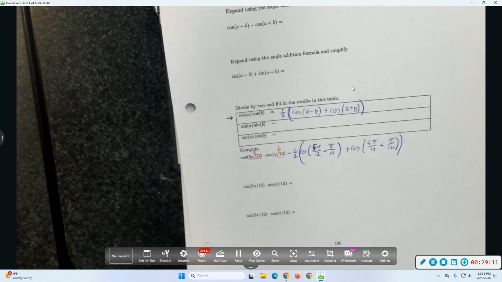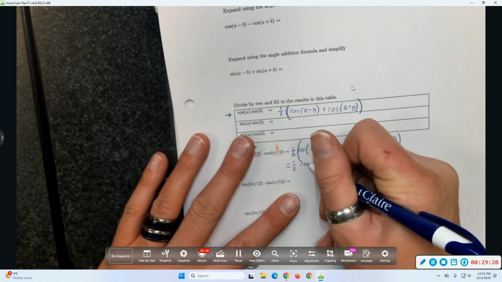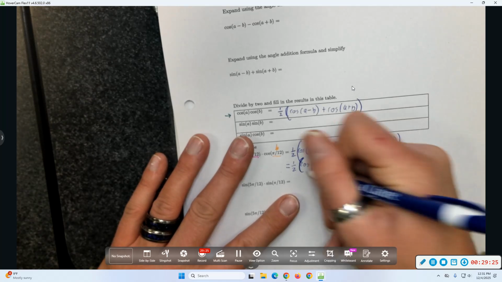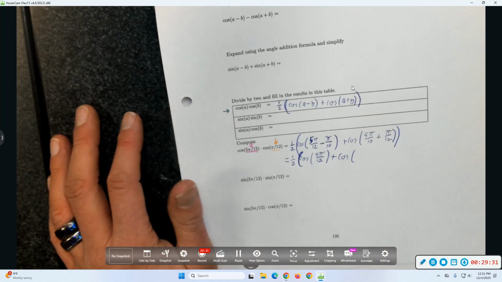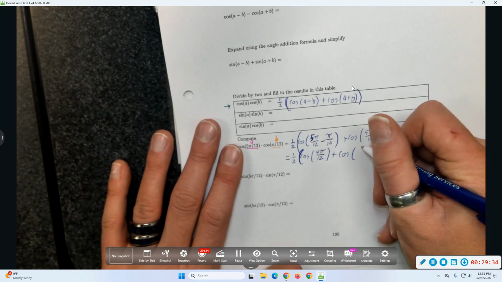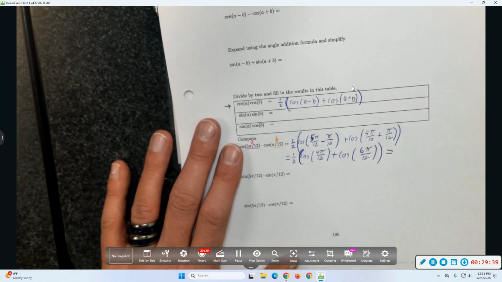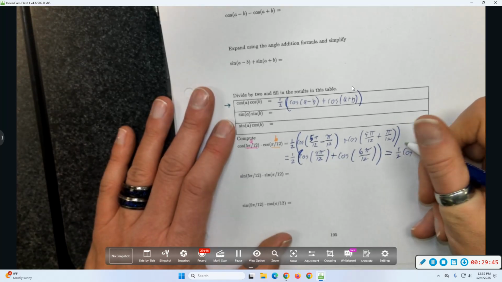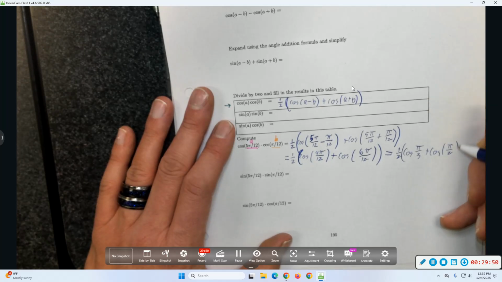What's 5 pi over 12 minus pi over 12? 4 pi over 12, or pi over 3. Nice. I like both of those. So I see 1/2 cosine of, I'll write the 4 pi over 12. If you notice immediately that that's pi over 3, then go for it. Plus cosine of 5 pi over 12 plus pi over 12, pi over 2. I'm going to write the 6 pi over 12 just to have the steps spread out. Both of those things inside the parentheses simplify now. I see 1/2 cosine pi over 3 plus cosine pi over 2.